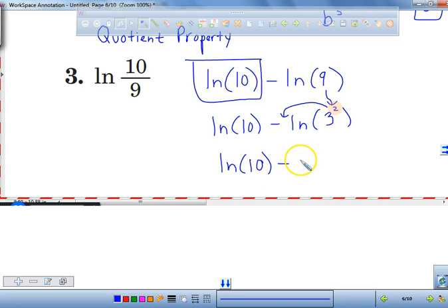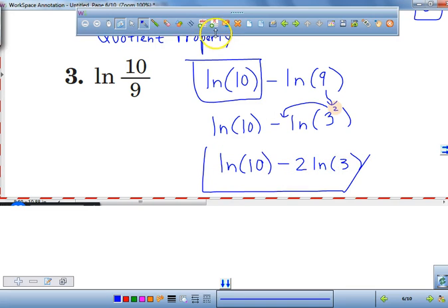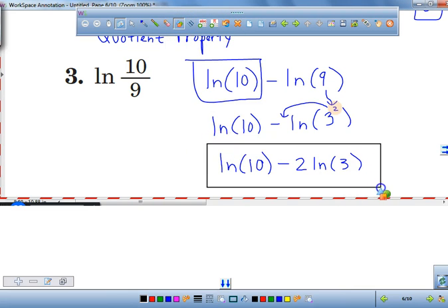minus, and what number am I going to put out in front of the natural log? 2. This number here goes in front. So the natural log of 10 minus 2 times the natural log of 3 is how you would write it if you were only allowed to write things in terms of the natural log of 10 and the natural log of 3. So here's what I want you to do.